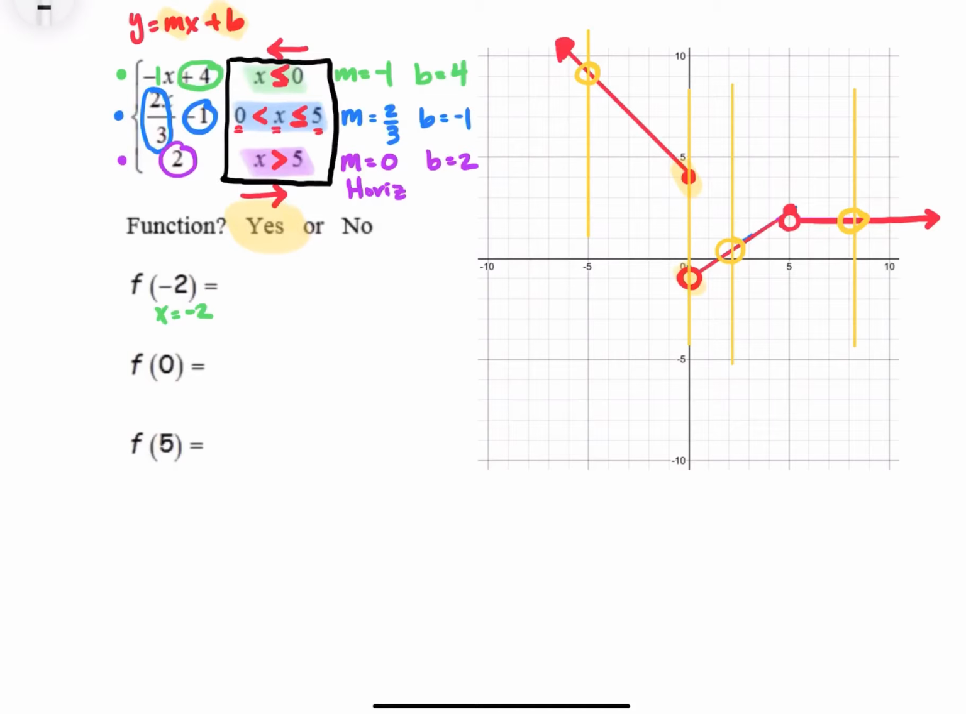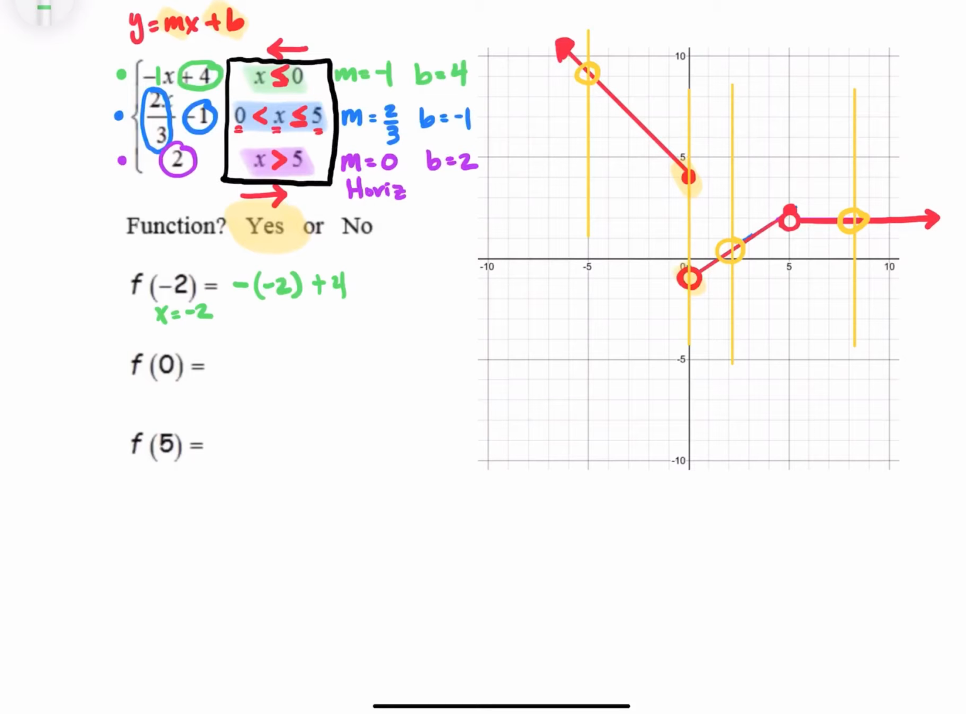Well, -2 is our x value. So if I take a look at the first one, is -2 less than or equal to 0? And yes, it is. Is -2 between 0 and 5? That's not. And is -2 greater than 5? That's not. So it only works for the first one. Since it's going to work for the first one, I'm going to go ahead and recopy that equation. But anytime I see that x, I'm going to replace it with a -2.